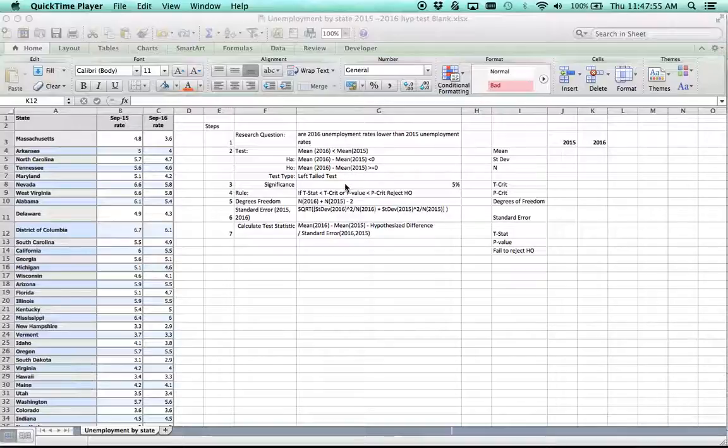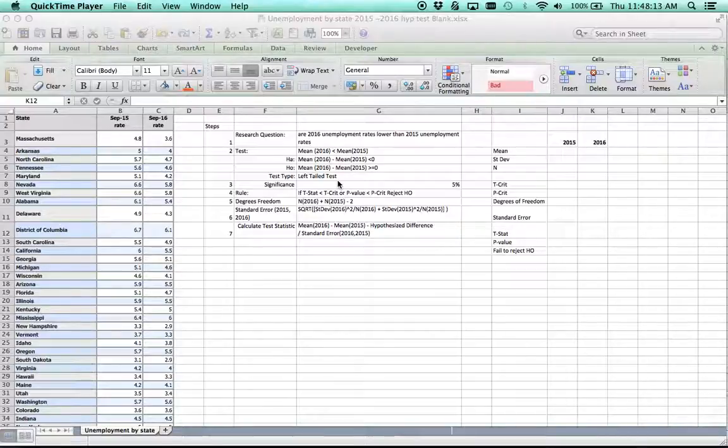We're going to pick a 5% significance level. In this case, since it's a one-tailed test, it means that there will be 5% of the observations to the left of the statistic and 95% to the right.